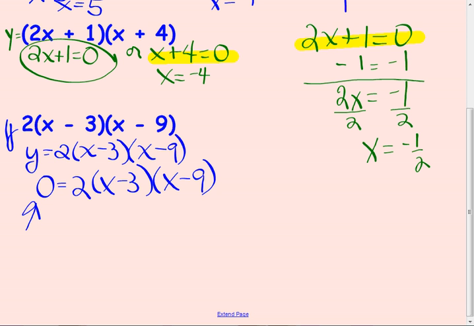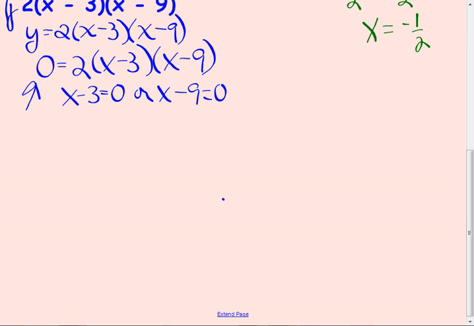Now, what about 2? Somebody said positive. No, don't multiply, just leave it. Nope, you don't do anything with it. This is reviewing, so x minus 3 equals 0, or x minus 9 equals 0. This is just trying to get you to remember what we did last week. So what's x equal to? 3. Positive 9.